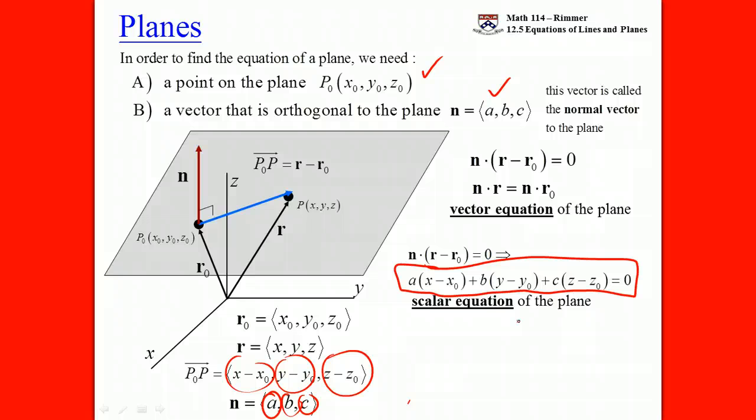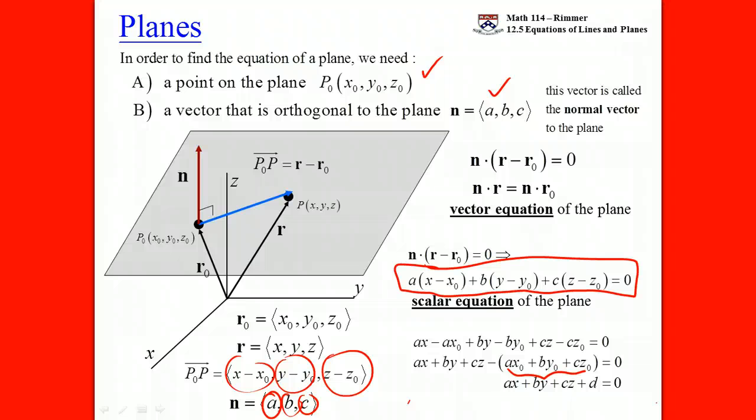But in most instances, we'll be looking for the third form here, where I distribute the A across, distribute the B across, distribute the C across, and then the normal type of equation that we'll be looking for is some A times x, some B times y, some C times z, and then some constant. This is just some constant. A, B, C, x naught, y naught, z naught are all known, so you can plug them in and figure out exactly what it is.